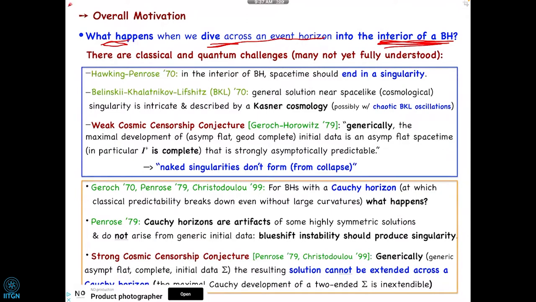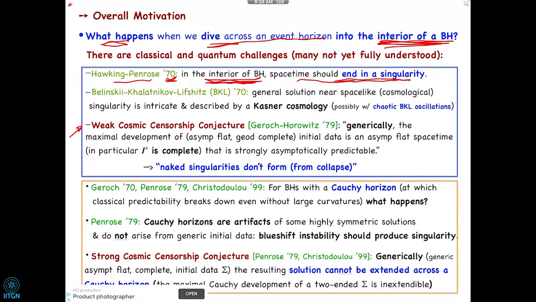Well, we know that this question raises many classical and quantum questions, most of which are not yet fully understood. Already, along the last decades, we have been understanding a little bit about them. So I would say that there are two main blocks of ideas that have been explored related with this question. The first block is ultimately related with the way we approach a space-like singularity, and it's also related with the weak cosmic censorship. Already in the 70s, Hawking and Penrose were the first ones that showed that once we are in the interior of a black hole, the space-time should inevitably end on a singularity.